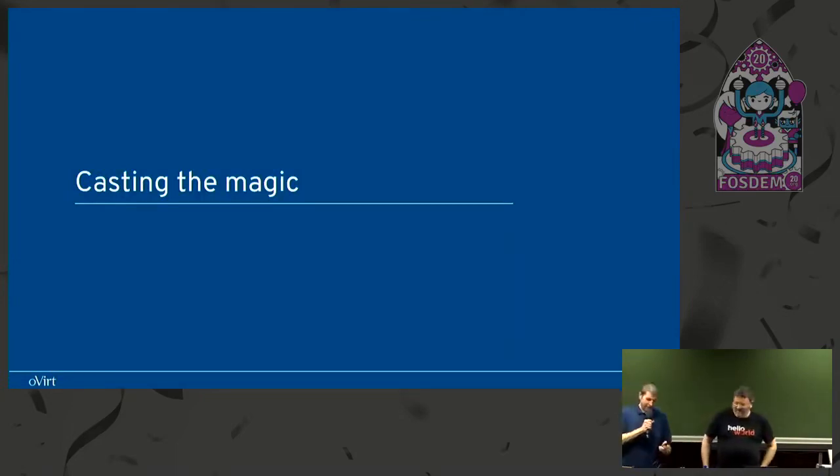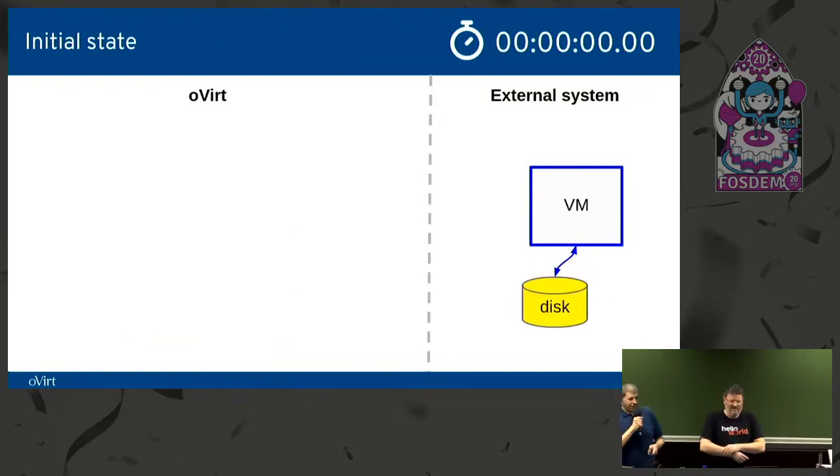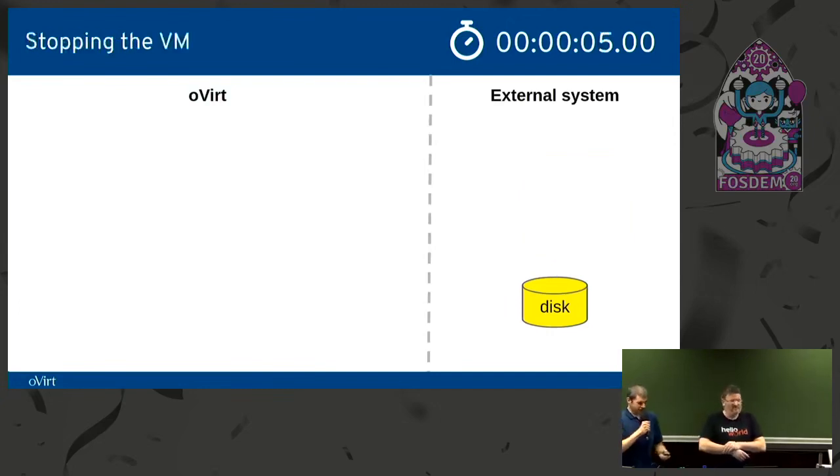Okay, let's see how we can cast the magic in Overt. We have our little Overt mouse on the left side and the tasty cheese on the external system. How do we help our mouse get the cheese? First step: we have a tasty disk on some external system and it's connected to a VM, but we cannot access it. What can we do? First step, stop the VM. It will take just a few seconds. You can see the time elapsed in the upper right corner.